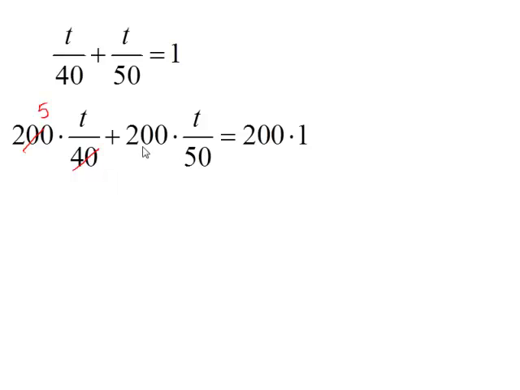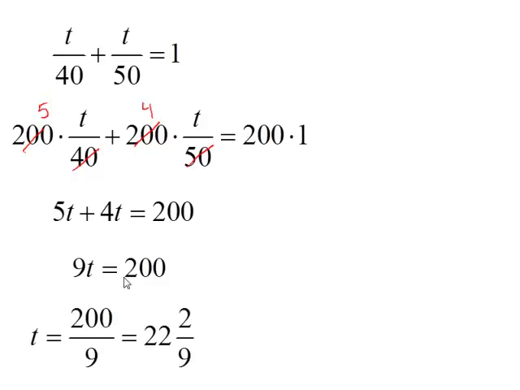So that leaves me with 5t. 200 divided by 50 is 4. That leaves me with 4t. And 200 times 1 obviously is 200. Combine like terms. 5t plus 4t is 9t. And we want to go ahead and divide both sides by 9. And so we get 200 over 9.